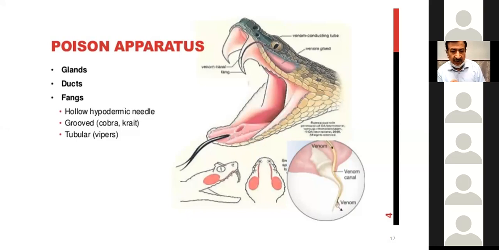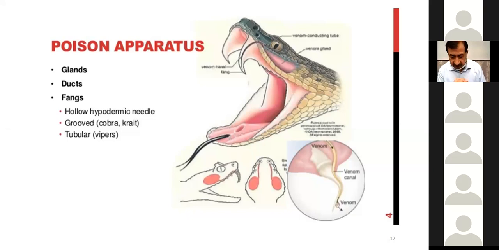In cobra, the fangs are grooved. Vipers have tubular and hollow fangs, hypodermic needle shape.